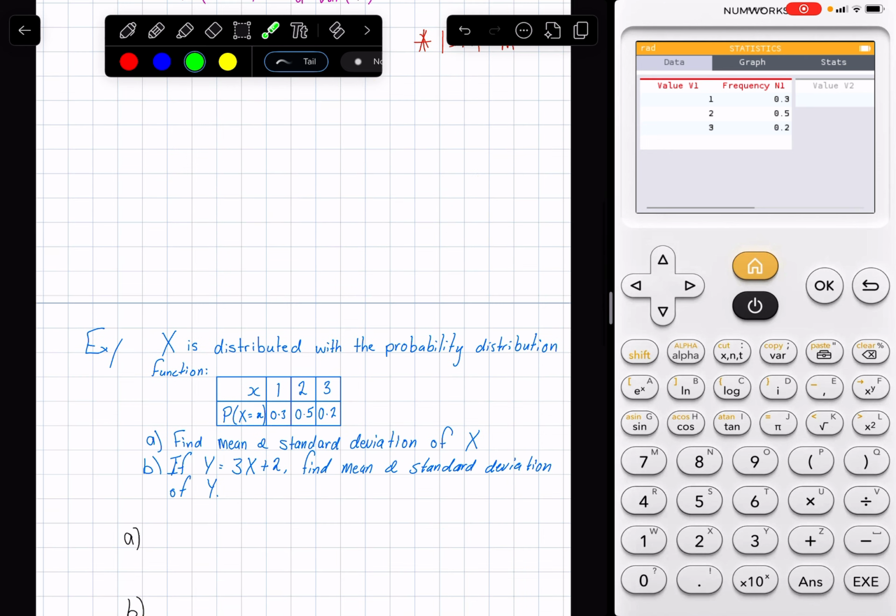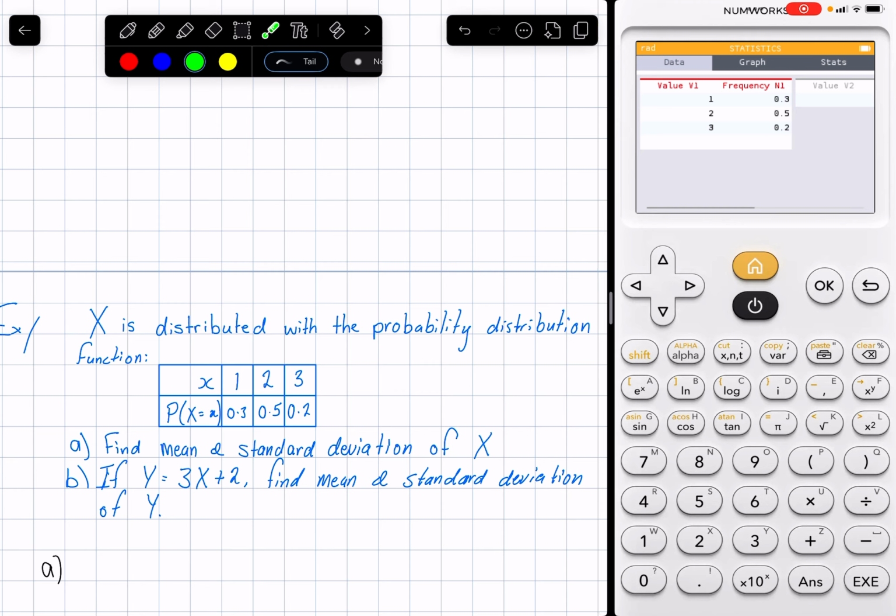So we're going to have a look at an example here. So x is distributed with probability distribution function 1, 2, and 3, and then I've got 0.3, 0.5, 0.2 as my probabilities. Now they all add up to 1, which means it's a valid probability distribution function. So we're going to find the mean and standard deviation of x, and then if y equals 3x plus 2, find the mean and standard deviation of y.